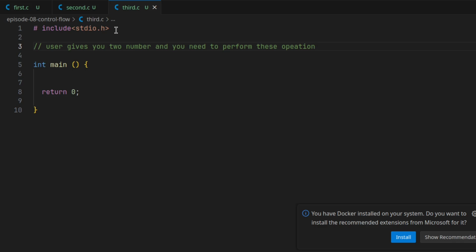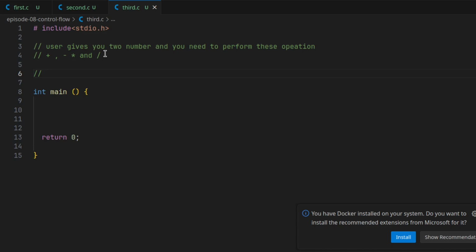Let's try these operations. What is the plus, minus, multiply and divide? Only perform the four operations. Then okay, problem statement is good, but how to write code? I say pause the video and try how to write. So I give it a control flow. What is the flow of the program?